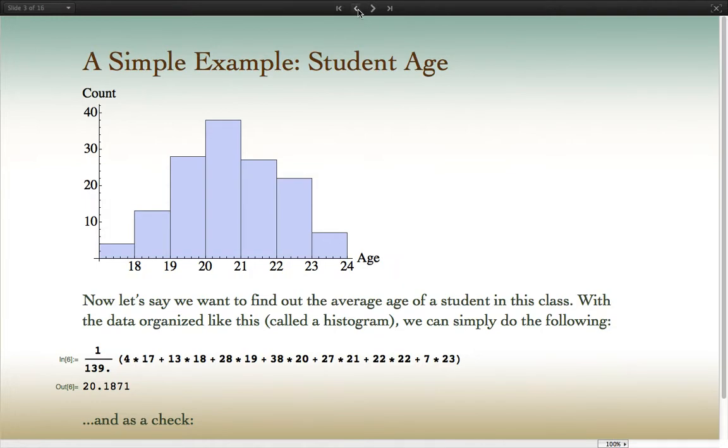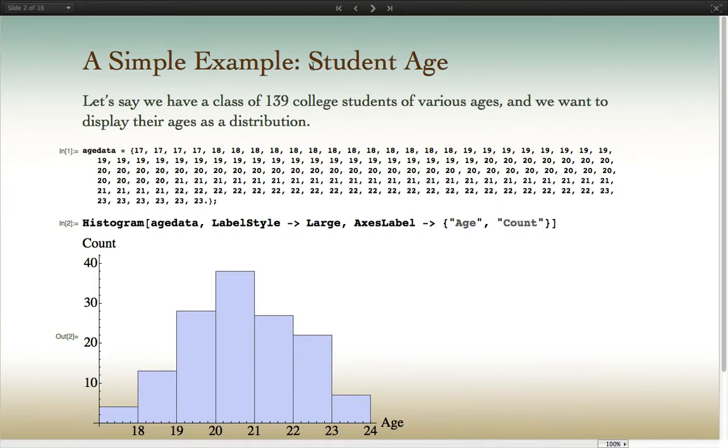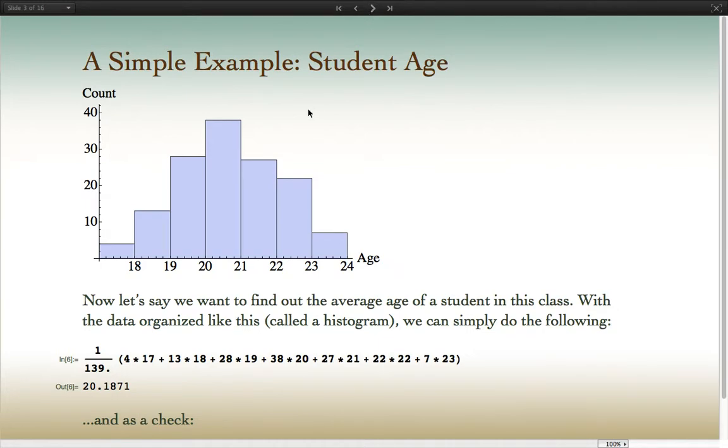Say we want to know the average age of a student in this class, or the mean value. The way we can do this, well, first we could take this list and just add all the numbers up and divide by 139, the total number of students in the class. But another way, if we have this image in front of us, we could do it much more quickly by just taking the number of students of a particular age multiplied by the age. So we have 4 17-year-olds, 13 18-year-olds, 28 19-year-olds, etc. And we have that on the outside, and then we just divide that whole thing by 139.